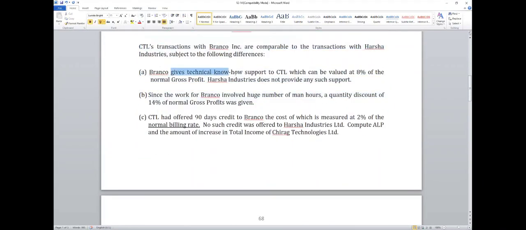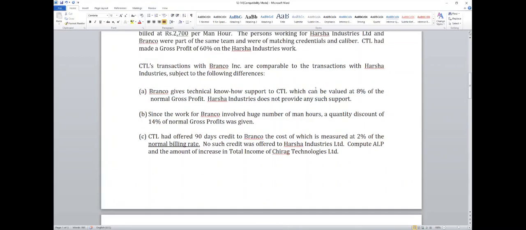Branco gives technical know-how support to CTL. Who are Branco and CTL? Both are associated, which can be valued at 8% of the normal GP. Harsha Industries does not provide any such support. Students, what can we do? What will you do with 8% of normal GP? What is your normal GP? 60% on sales, which can be valued at 8%. So technical support is 8% of normal GP. Then what should we do? 60 is my normal GP times 8%, which is 4.8%. Subtract 4.8.